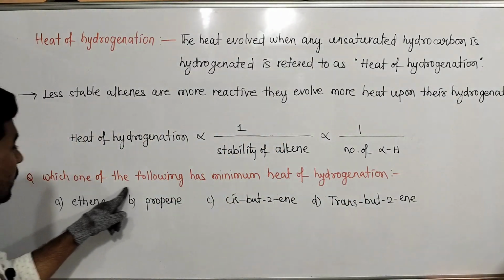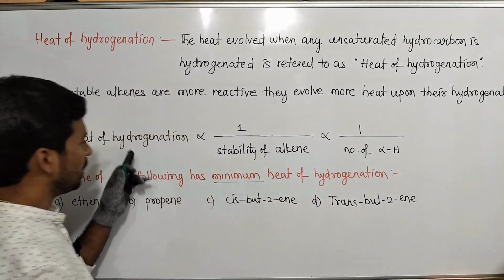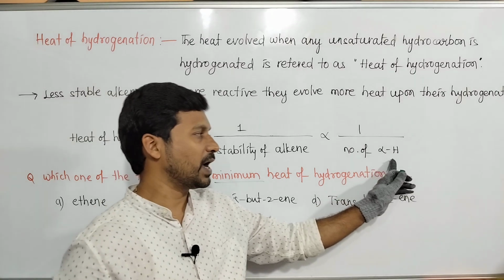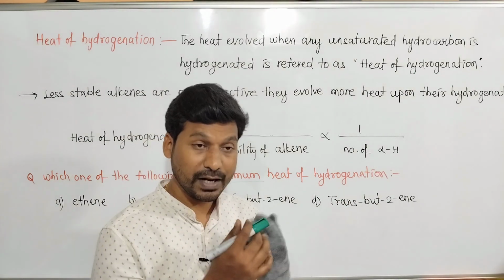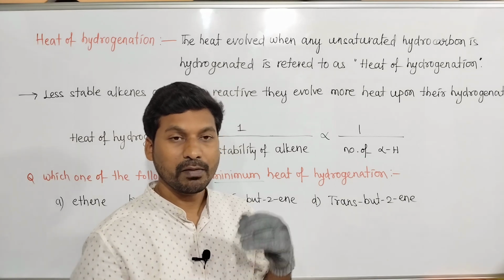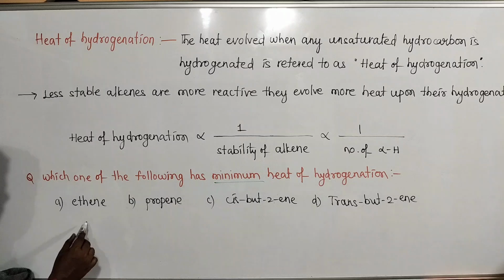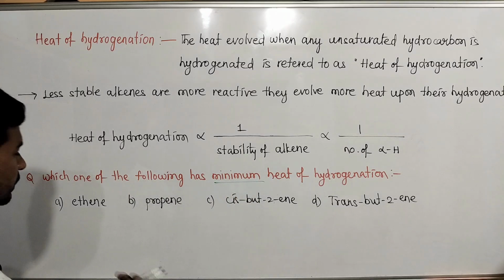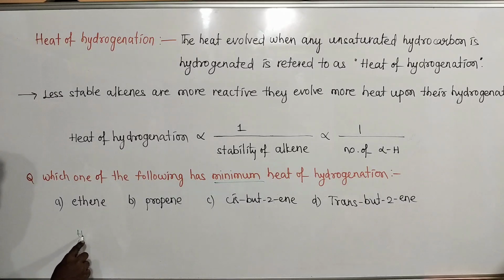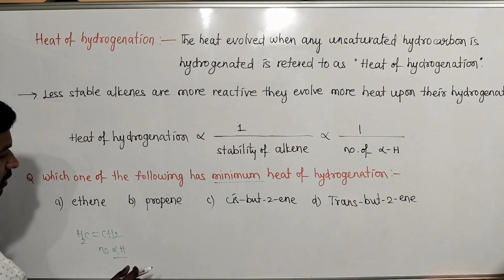See this question, which one of the following has minimum heat of hydrogenation? Minimum heat of hydrogenation means the more stable alkene, maximum number of alpha hydrogens. So in ethene, minimum heat of hydrogenation means maximum number of alpha hydrogens. Which one is our answer? In ethene, no alpha hydrogen. So this is not the answer.